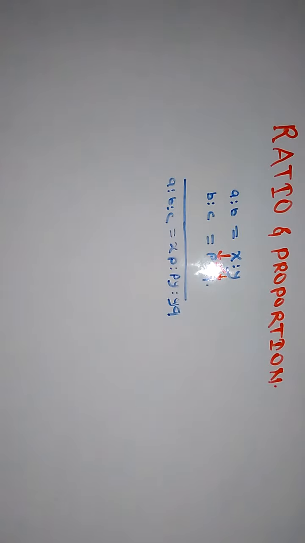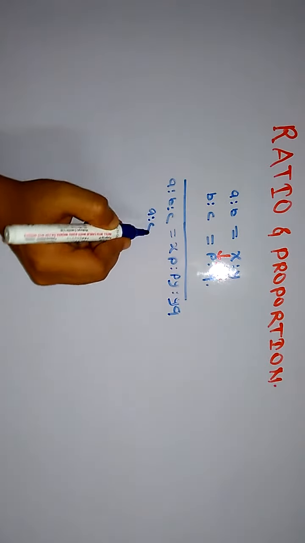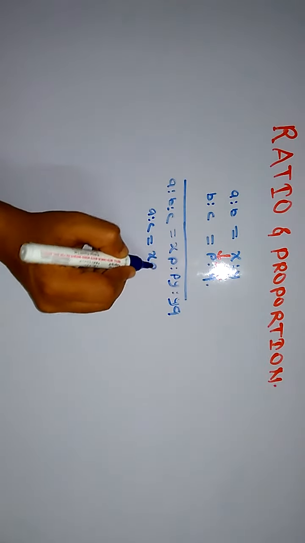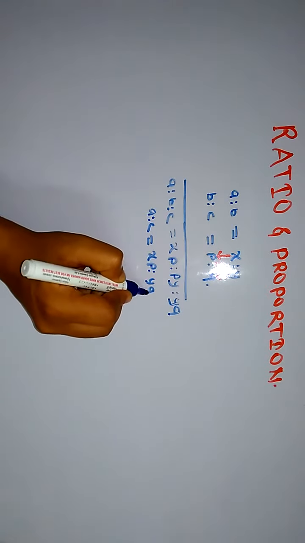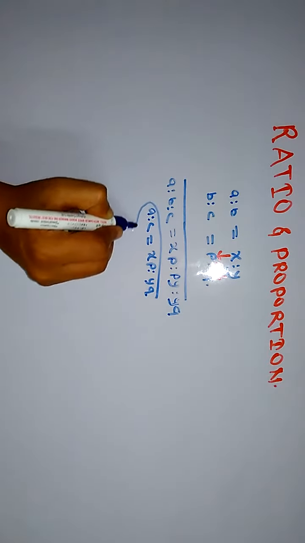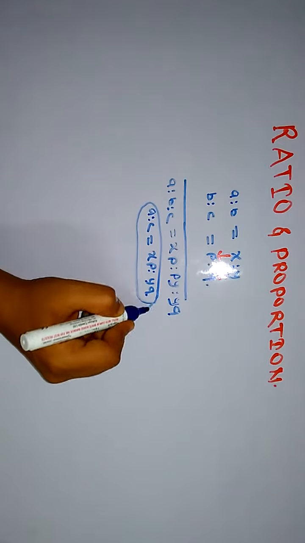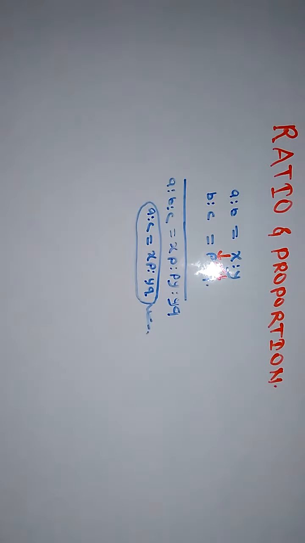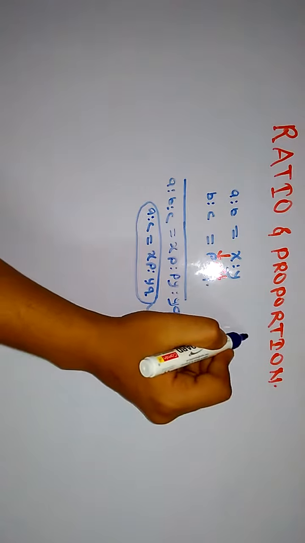Okay, and if it is asked in the question what will be the ratio between a and c, from here you can write it as x p is to y cube. Whatever it will ask, you can formulate from here. Okay, this is a trick to solve some of these objective questions in ratio.